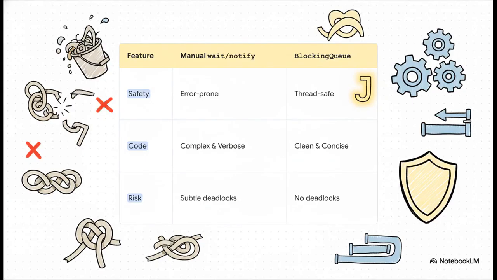This is when you bring up the modern, professional move. You use Java's built-in BlockingQueue. It's a class that was literally designed to solve this exact problem. It handles all that tricky locking, waiting, and notifying stuff for you under the hood. The result? It's thread safe by design. Your code becomes incredibly clean and simple, and most importantly, it pretty much eliminates the risk of those nasty, subtle deadlocks we've been talking about. It is, without a doubt, the right tool for the job.